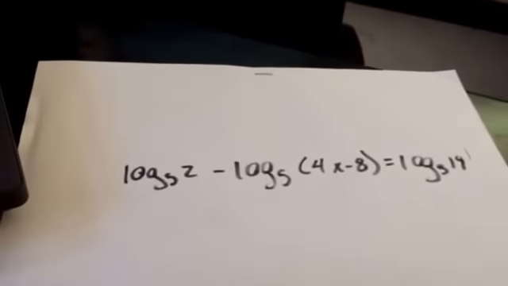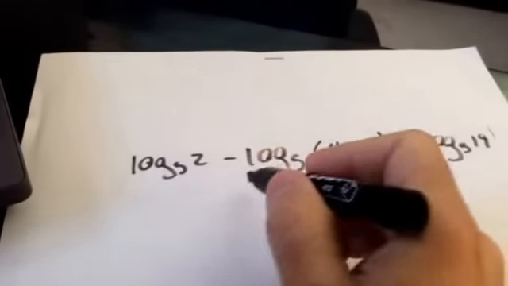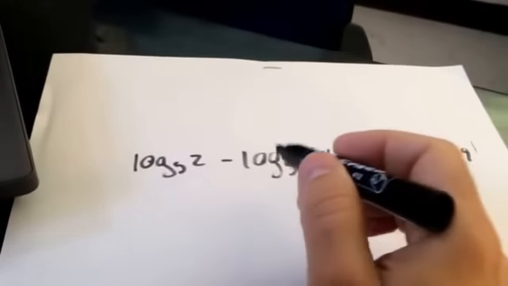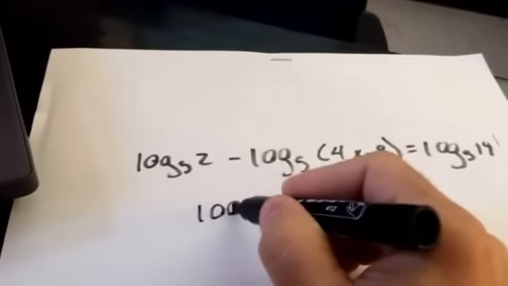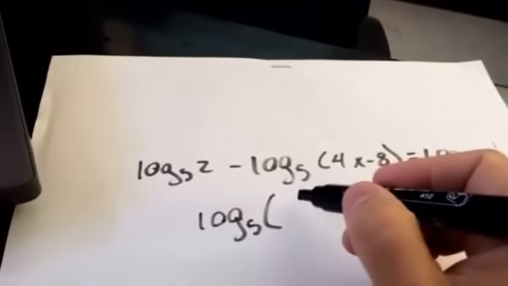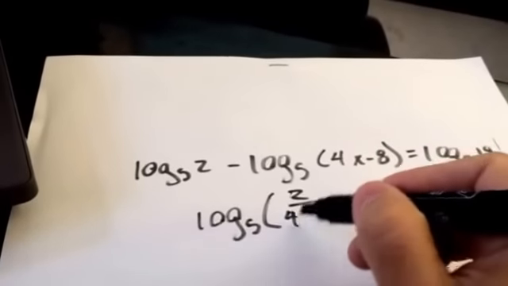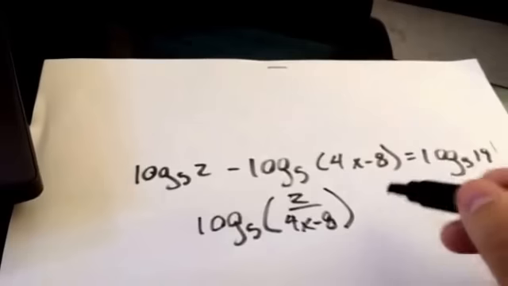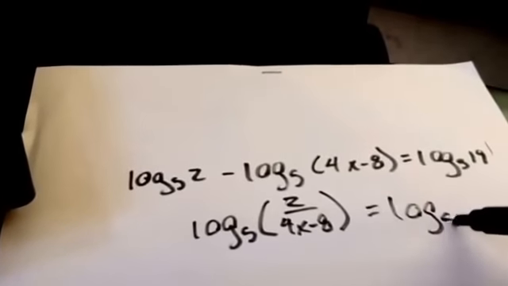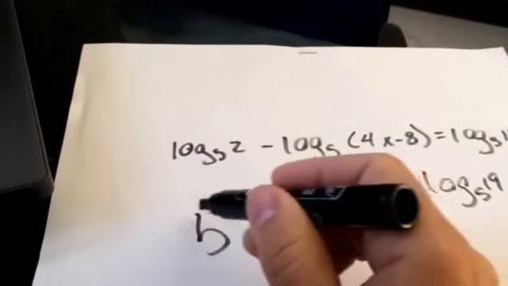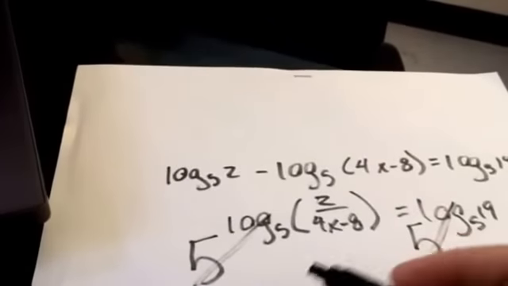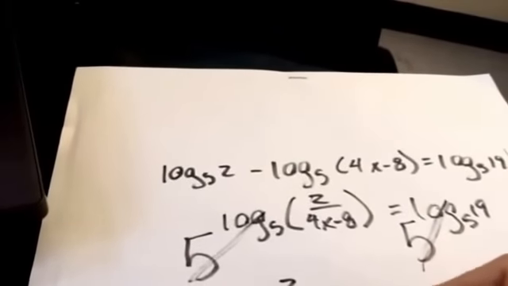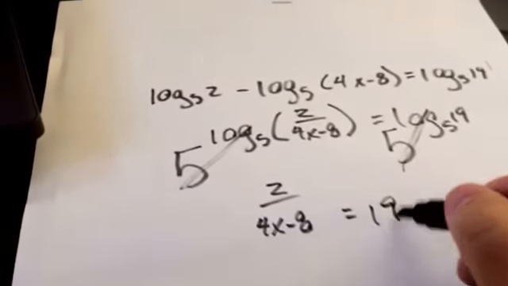Okay, right here, because this says minus, these are still the same bases. So log base 5 of 2 minus log base 5 of 4x minus 8. Because they're the same base, I'm going to make this log base 5 of this part, the 2, divided by this part, 4x minus 8. Since both sides have log base 5, I'm going to take it and make it 5 to the power of. 5 to the power of log base 5 cancels out, which leaves me with 2 over 4x minus 8 equals 19.